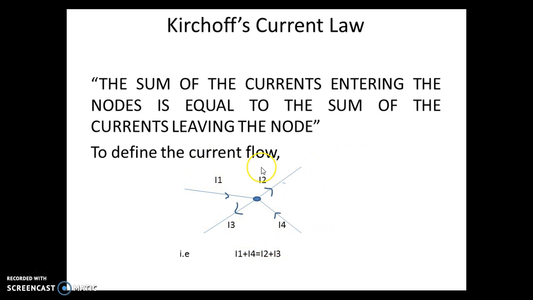With this node, we can make an equation like I1 is flowing towards the node, whereas I4 is also flowing towards the node. Whereas the currents flowing through branch 2 and branch 3 are leaving the node. So here comes the sum of the currents entering the node is equal to the sum of the currents leaving the node.